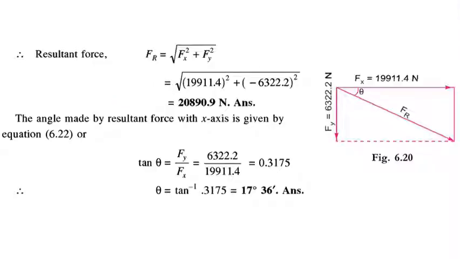After finding Fx and Fy, we can find the resultant force, which is asked in the question. It is given by the square root of Fx square plus Fy square. So the final answer is 20,890.9 newtons, and the angle made by the resultant force with the x-axis, that is tan theta, is equal to Fy by Fx, which is 0.3175, and theta comes to tan inverse of 0.3175, which is 17 degrees and 36 minutes.